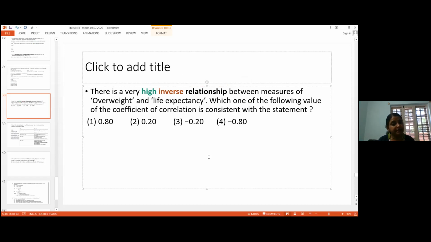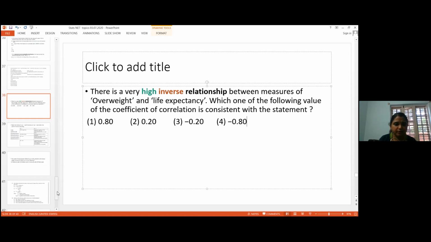When we say relation, we know we are talking about correlation. And for high correlation, the value should be more than 0.7. For an inverse relationship, the sign should be negative. For a direct relation, the sign should be positive.